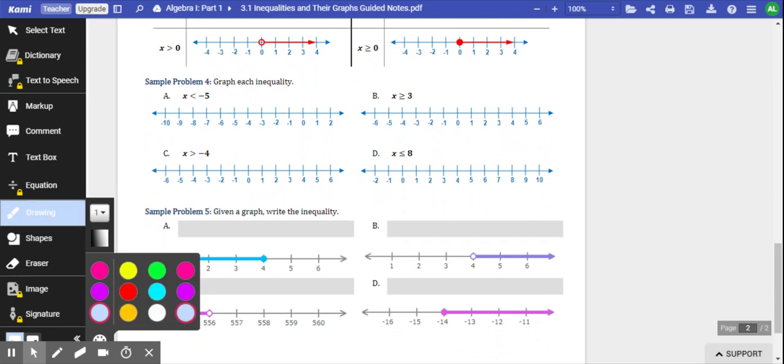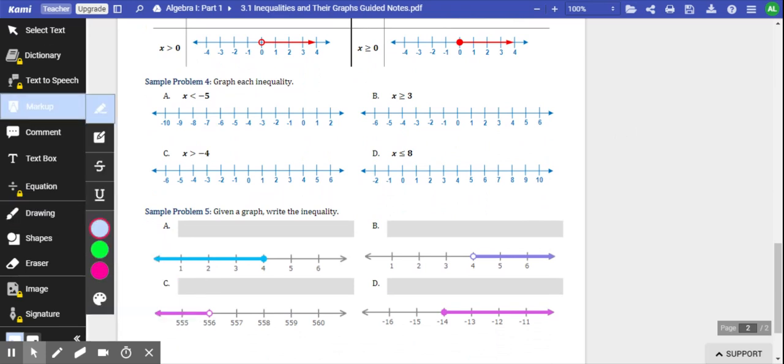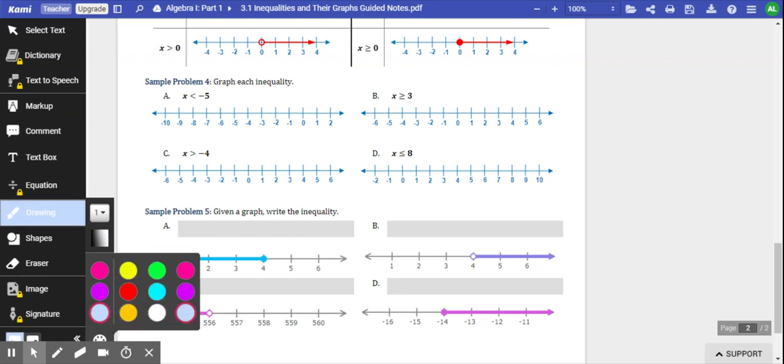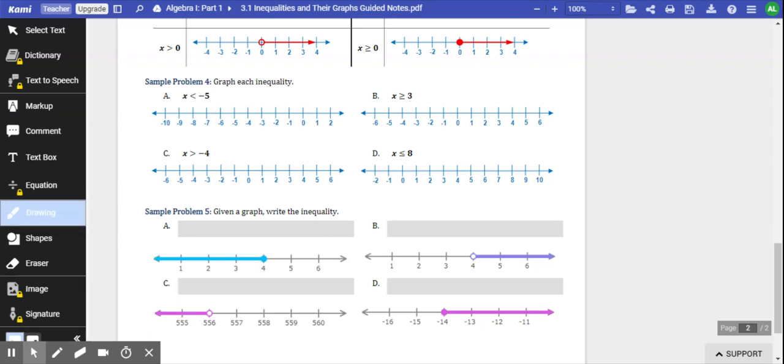So I am going to use, what color? Let's use purple. Pink, purple, whatever color this is.